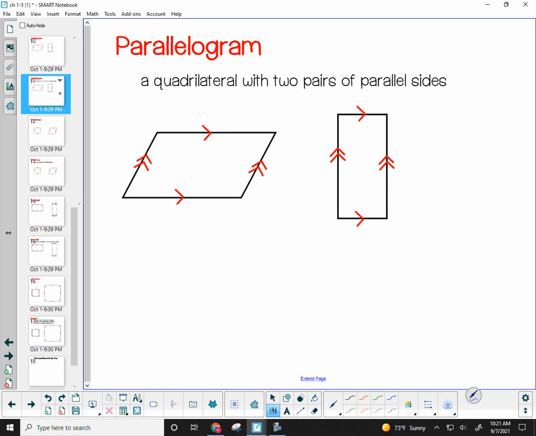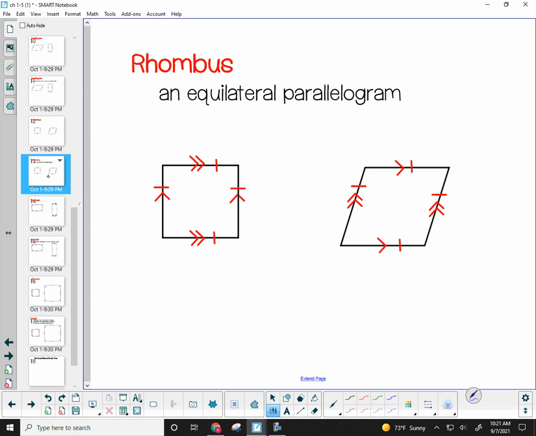I'm going to dump a bunch of shapes into it, and we're going to put it together, okay? Next shape is a rhombus. A rhombus is an equilateral parallelogram. Or you can say a rhombus is a parallelogram with four congruent sides. However you would like to write it, it's fine.